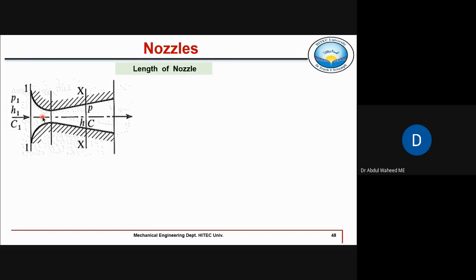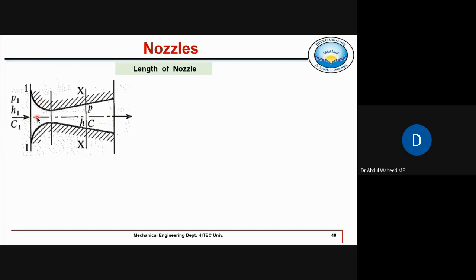Now the question is how the length of that nozzle is normally decided. The length of this convergent section, from inlet till throat, is normally taken very small compared to the length of this divergent section. Now we shall discuss why the length of the convergent section is taken very small and why the length of the divergent section is taken long. So first I will explain the convergent part.